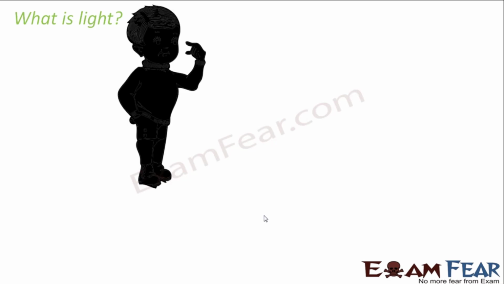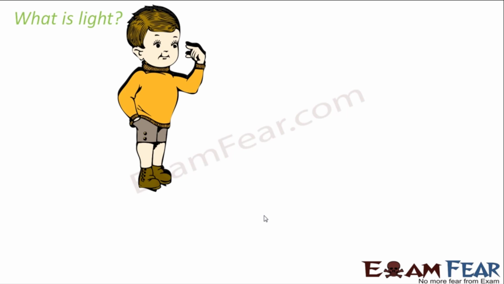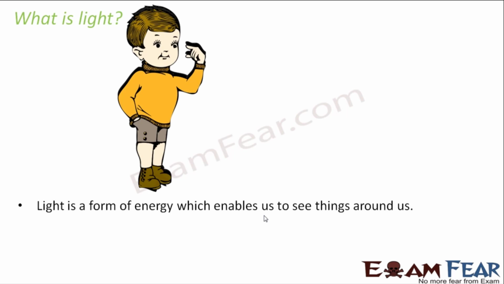So now let us start with what is light. Just now I mentioned, light is something which enables us to see everything which is present around us. It is a form of energy which enables us to see things around us. You all can imagine, at night when the power cuts off, it becomes so difficult because we are not able to see anything around us. Life is so difficult without it, right?